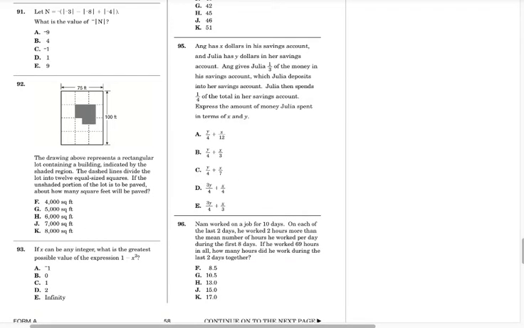Hello, this is part 5 of the walkthrough for the 2016-17 SHSAT Mathematics Form A. Alright, this is the final part. We're going to be doing questions 91 through 100.